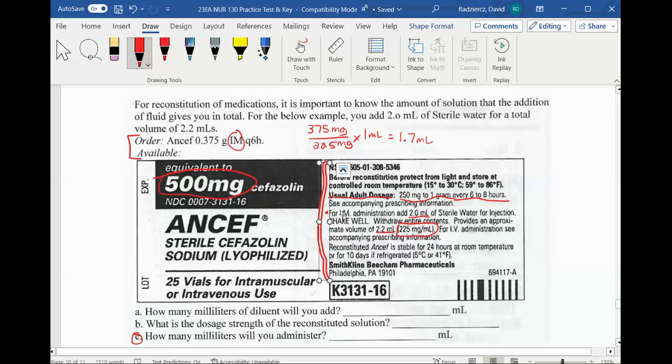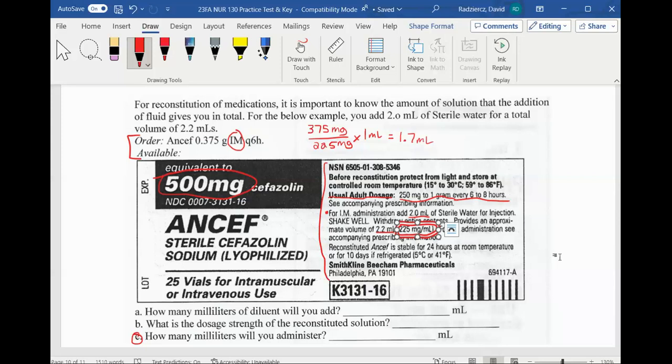When you're looking at the instructions, what you're looking for is where it says, and I have a little red dot there, for intramuscular administration, which is what we're doing. Add 2 milliliters of sterile water for injection, because right now it's a powdered form, so we need to add water. That's not the volume we're looking for. We're going to shake it up, and then we're going to get an approximate total volume of 2.2 milliliters. Still not necessarily what we're looking for. What we're looking for is what's in parentheses here, that 225 milligrams per milliliter. That is the strength or the concentration of this medication once it has been mixed with water.